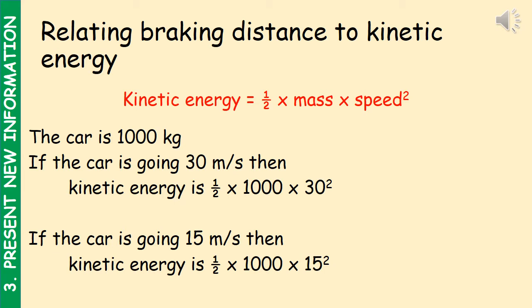So our speed has decreased by a half from 30 to 15, but our energy has decreased by a quarter from 450,000 to 112,500. So straight away we're getting that relationship that if one is doubled, the other one is doubled squared.